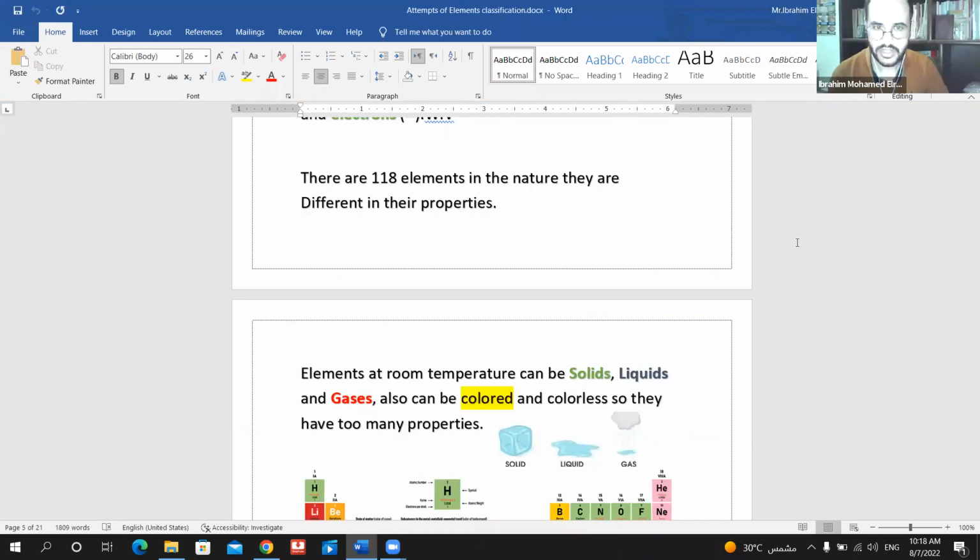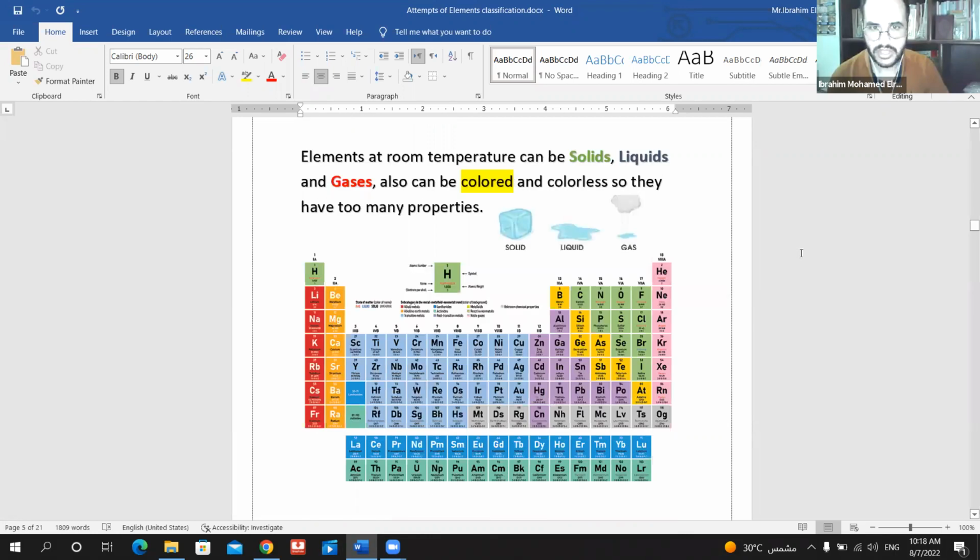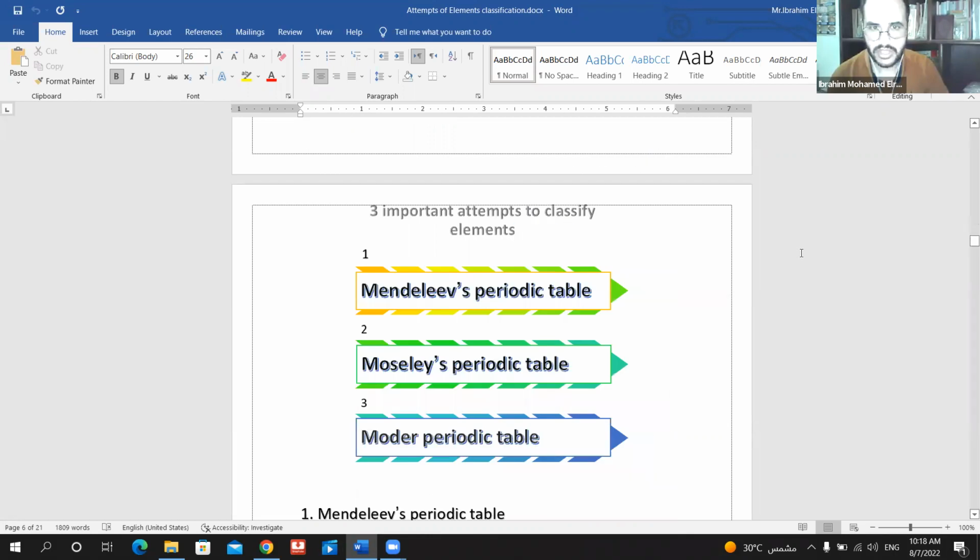Okay, so the first attempt at element classification is called Mendeleev's periodic table, the second one is called Moseley's periodic table, and the third and final one is the modern periodic table. Okay, and in this lesson we are going to talk about the first, the second, and the third. All right.